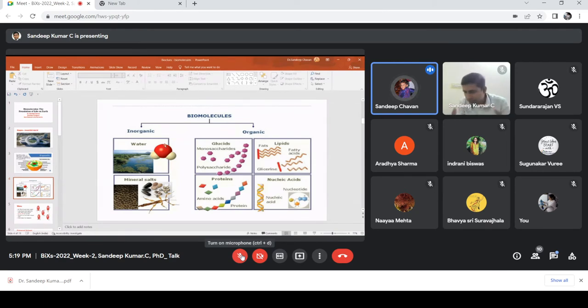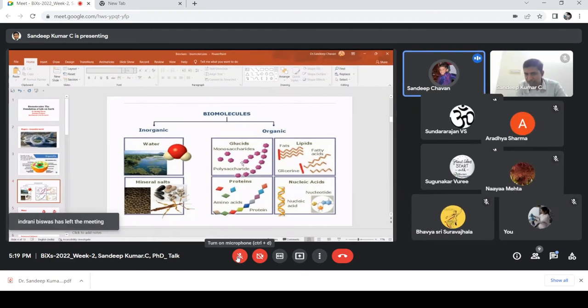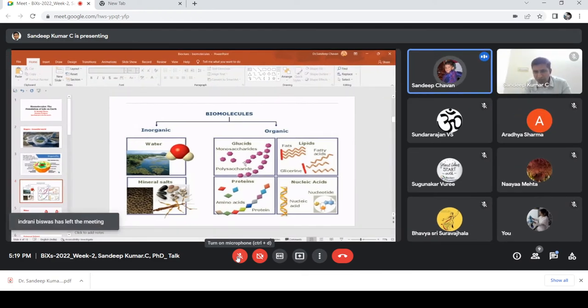If you look at the cell and what is available in it, we can classify the different kinds of biomolecules into inorganic and organic biomolecules. Inorganic biomolecules are water and mineral salts, whereas organic ones include carbohydrates, lipids, proteins and nucleic acids. These are the major biomolecules which are the building blocks of the cell, and the cell is the basic structural and functional unit of the entire living system.